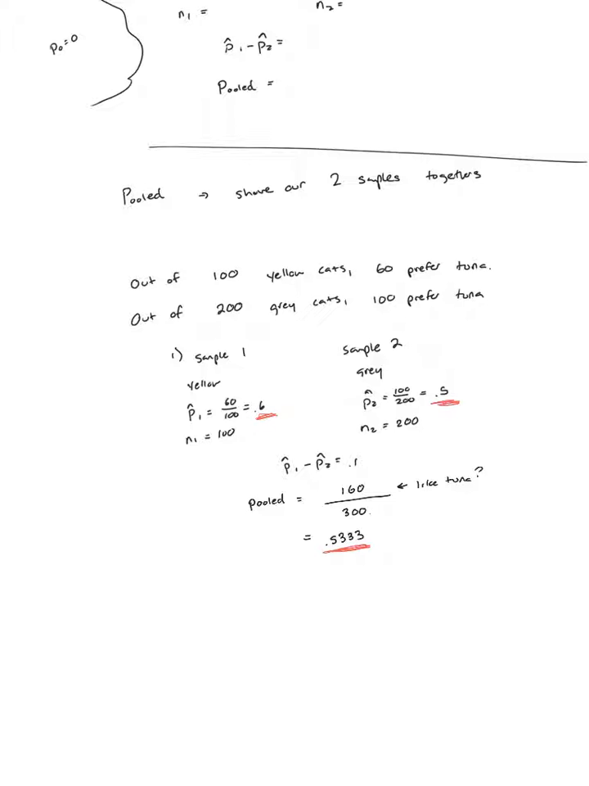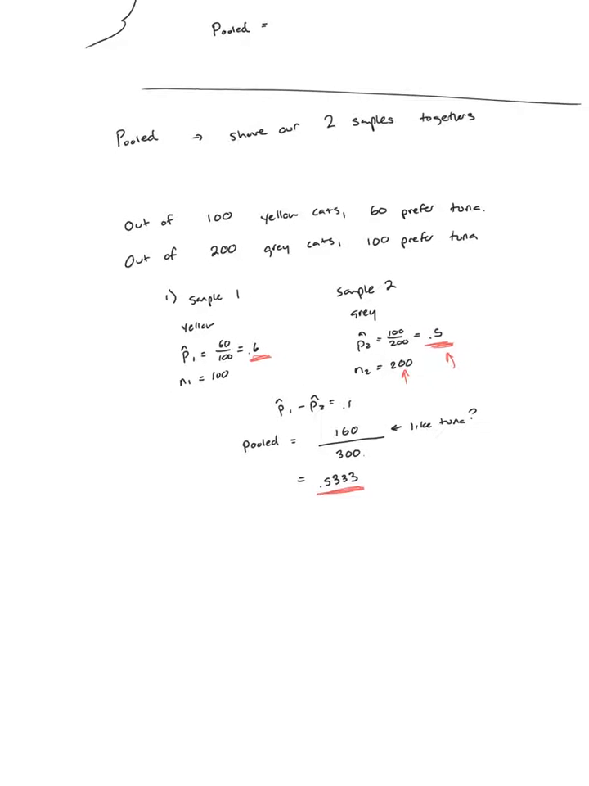Notice that my pooled proportion is in between P1 hat and P2 hat, but it's not directly in between. The pooled proportion is actually weighted. That is, it's going to go towards whichever value has the highest sample size. So notice 0.5333 is in between, but it's closer to 0.5, and that's because this has our larger sample. Now this is how we calculate the pooled proportion if, once again, I have the actual counts. So I knew 60 of them preferred tuna, I knew 100 of them preferred tuna, so I just added them together. Let's look at an example where I don't actually have the counts of it.